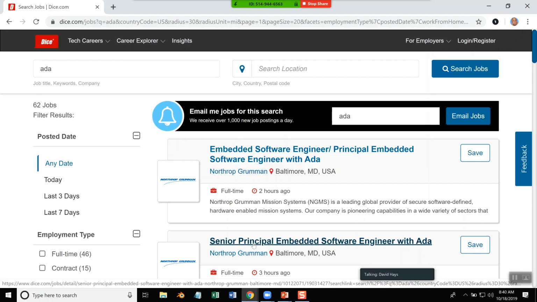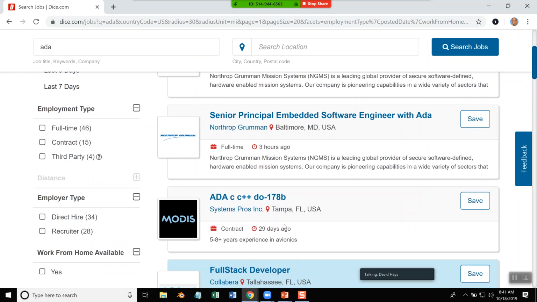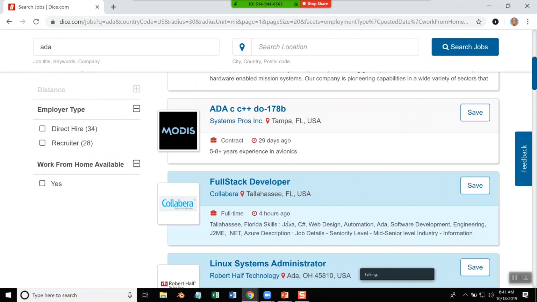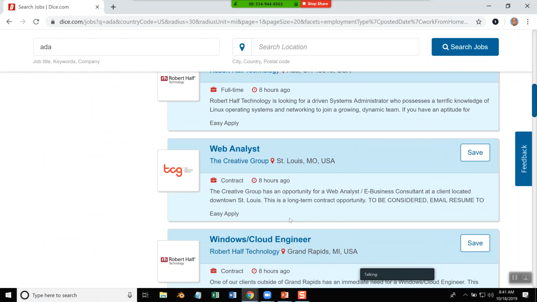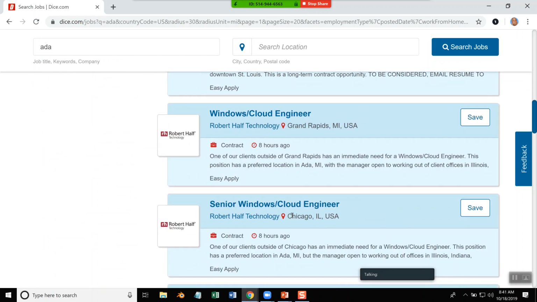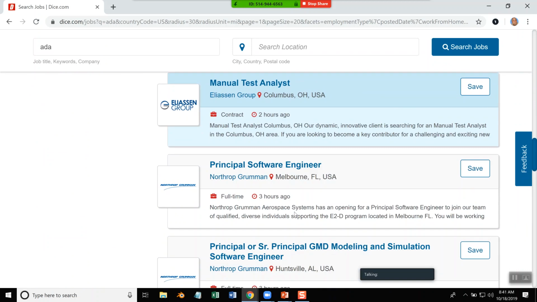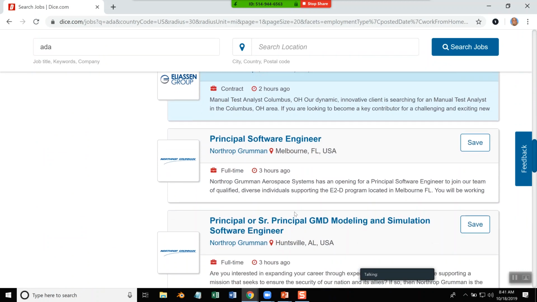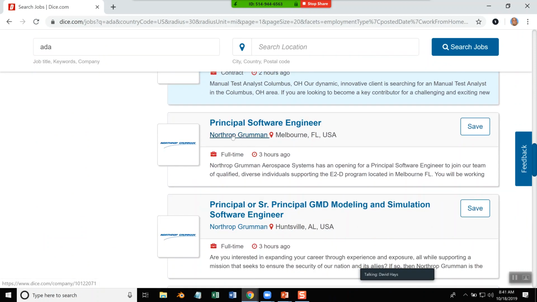62 jobs. See, this is part of it, you have to figure out where you want to go work. And you notice the places it's referring to. Yeah, maybe just one. This is a big provider for the military, Northrop. So that's why they use Ada.